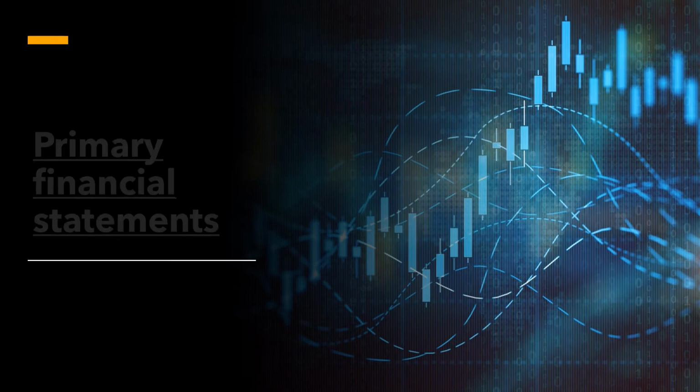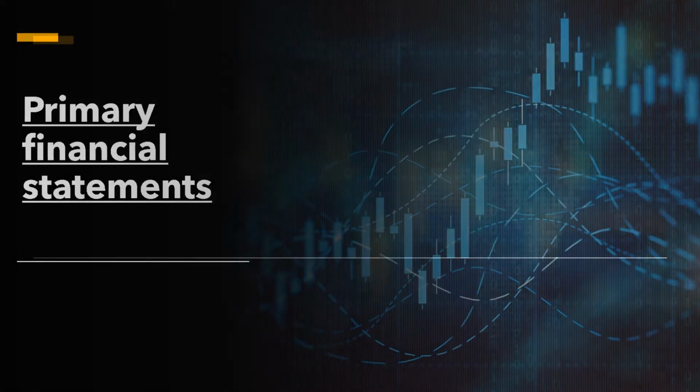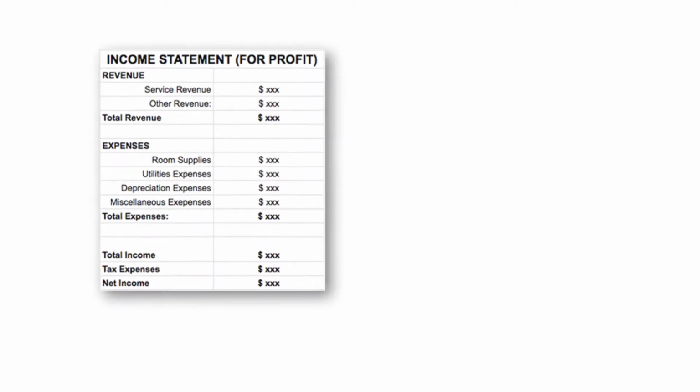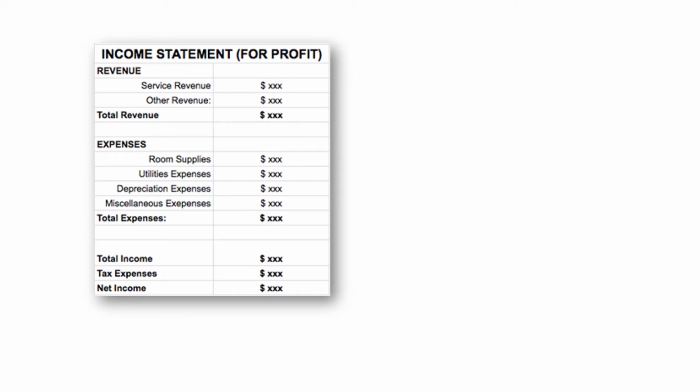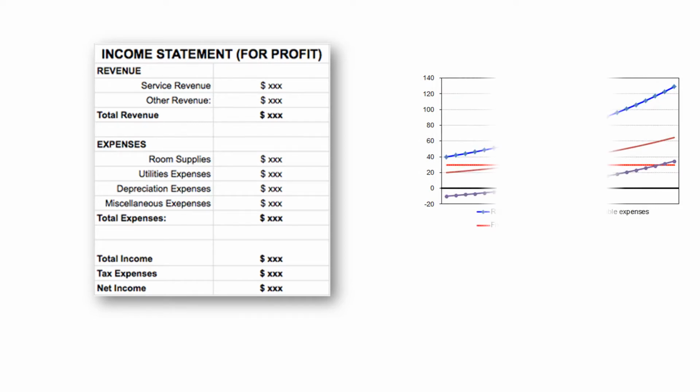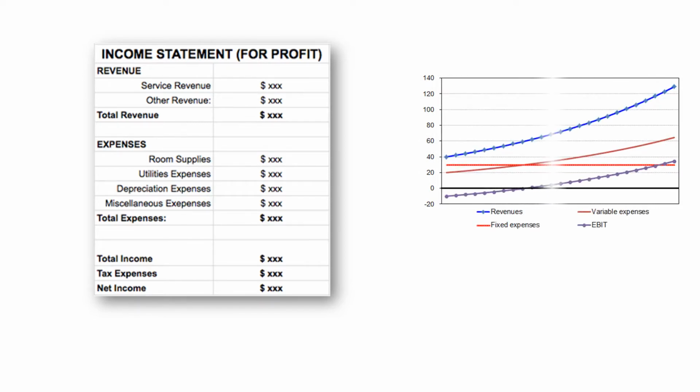Primary financial statements, profit and loss. The P&L, or profit and loss account, or statement of profit or loss, or income statement, is one of the key financial statements prepared by a company. It shows the company's financial performance. The purpose of a P&L is to show the profit or loss made by an organization over a period of time, typically a year. The P&L shows the income generated and various expenses incurred to generate that profit or loss.